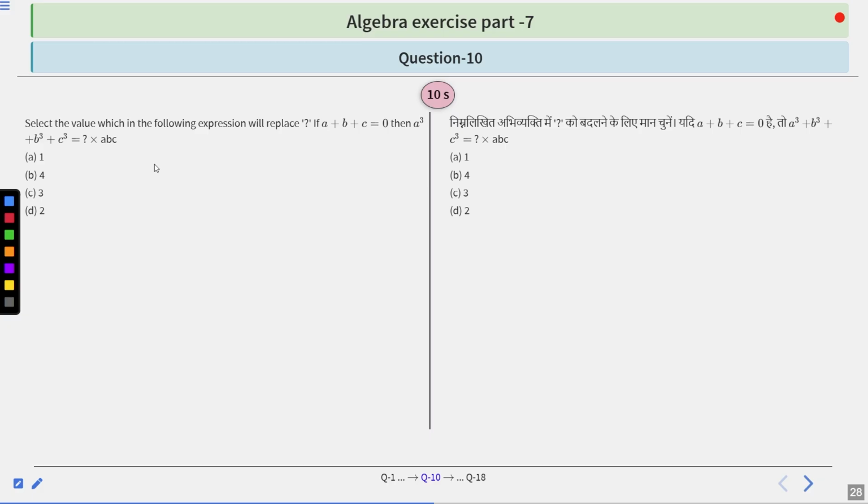Next one is: select the value which will replace the question mark in the following expression. If a plus b plus c is equal to 0, and a cube plus b cube plus c cube is equal to question mark into a into b into c. And the options are option A, 1, option B, 4, option C, 3, and option D, 2. These are the options.